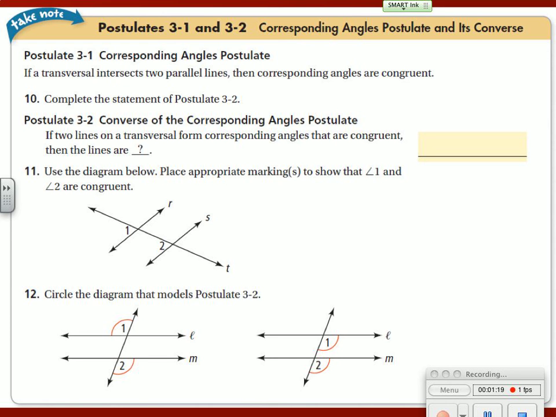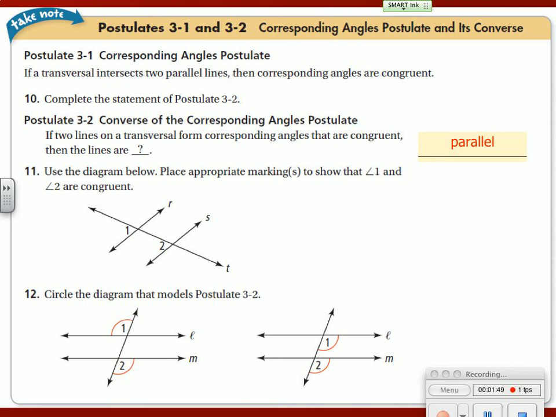The converse of the corresponding angle postulate says, if two lines and a transversal form corresponding angles that are congruent, then the lines are parallel. So we can use the information that we learned previously about parallel lines creating corresponding angles that are congruent, and the converse of this is true. So we could say transversals intersect two parallel lines if and only if their corresponding angles are congruent.